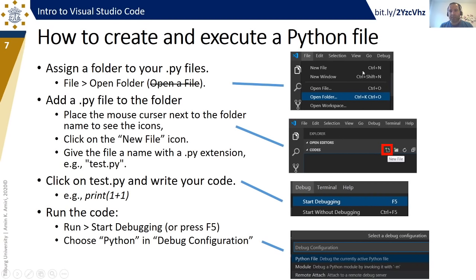Then you can just click on Run and then you can choose Python. So let me show you, this is the older version of VS Code if you have it. Let me show you how this is done in the new version where the debug menu is replaced with the run menu.